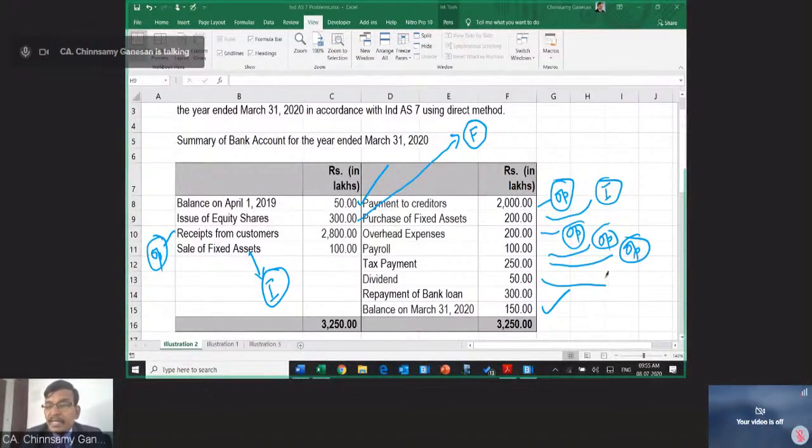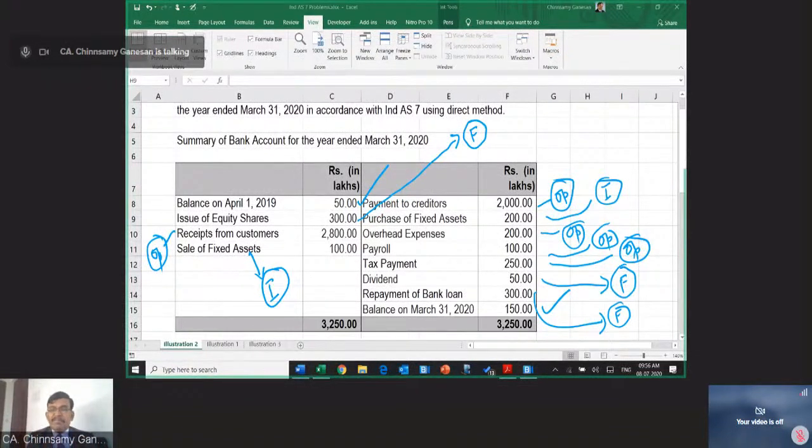Dividend paid relates to your financing activity because it is an issue of shares which we have done. A repayment of bank loan is also borrowing which I have done, so it is also relating to financing activity. So we have identified each item, right?